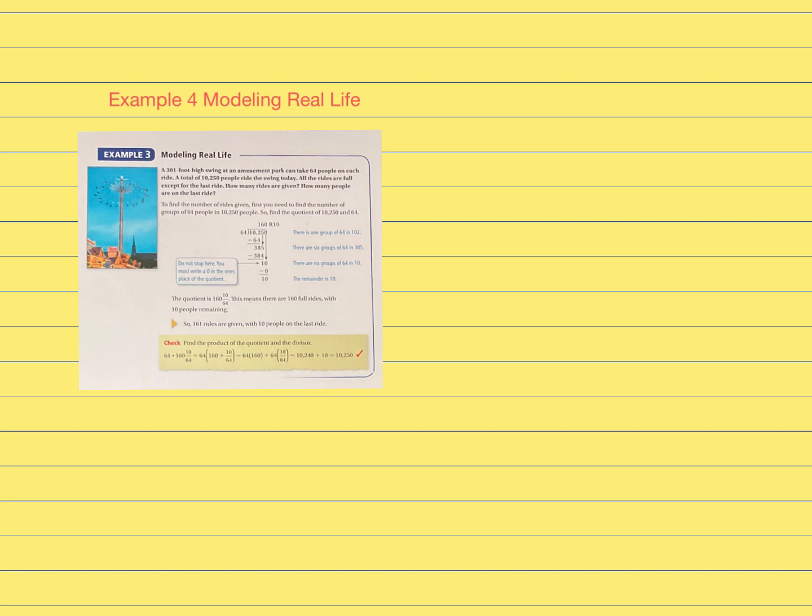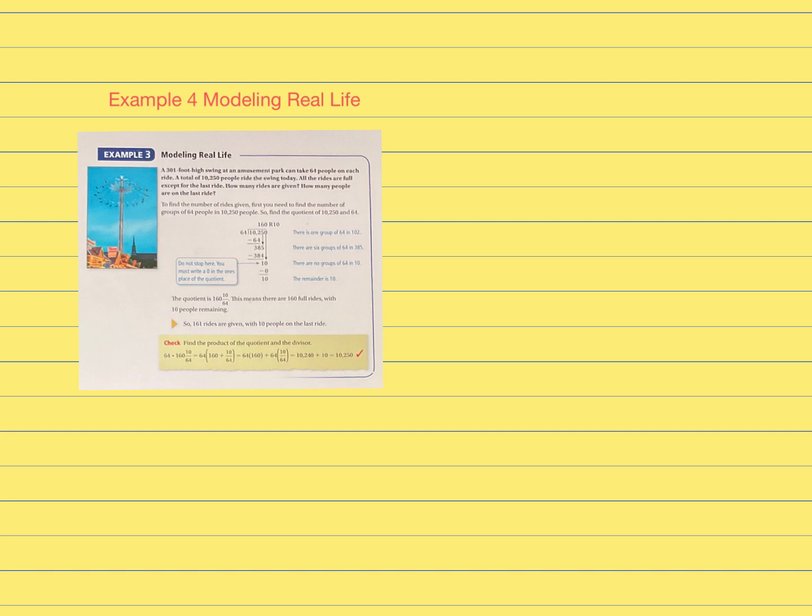So you have a 301-foot-high swing in an amusement park. It can take 64 people on each ride. So a total of 10,250 people ride the swing today. All the rides are full except for the last ride. How many rides are given? How many people are on the last ride? So to figure this out, you have to know the number of rides given. You need to first see how many groups of 64 people there are in 10,250.